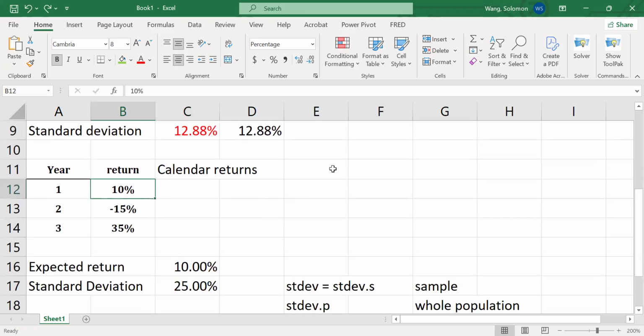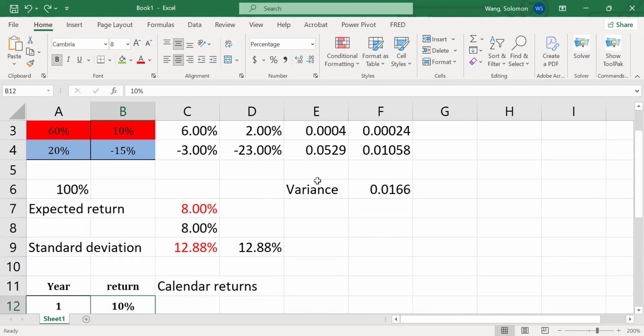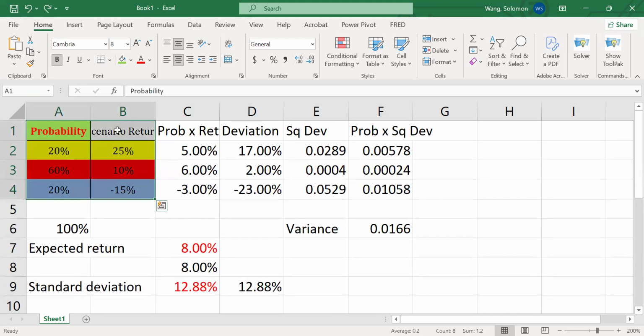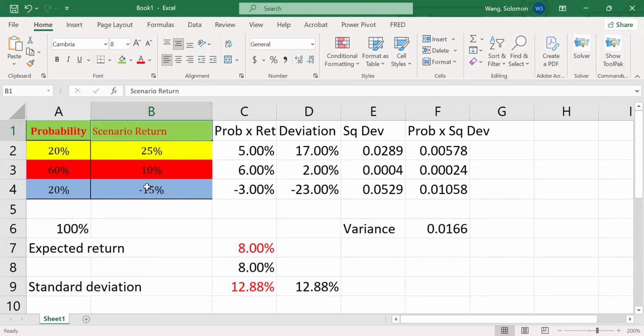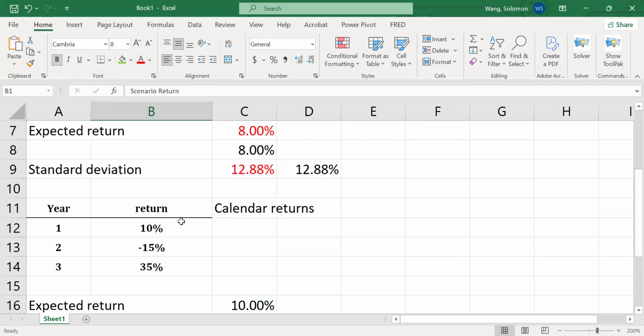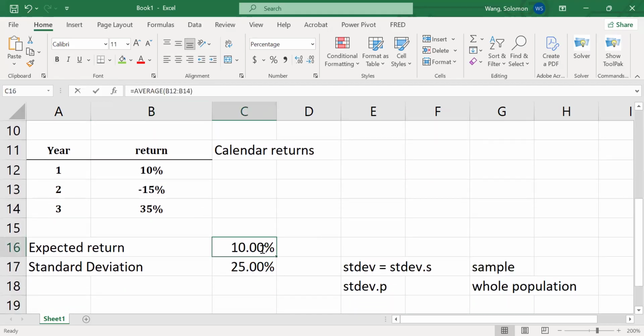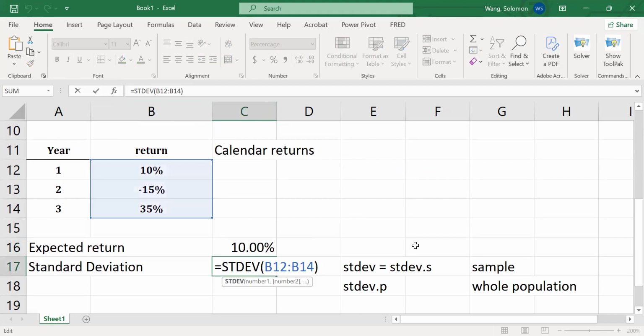Okay. So that's the calculation part from this chapter. I think this one would be more challenging if you are calculating the scenario returns, okay? Because you do have to incorporate the probability in your calculation of expected return and standard deviation, okay? But for calendar returns, no matter whether you have 3 years or 50 months, or you have 1,000 days, it's just a matter of getting the average and then STDEV to get the return and risk.